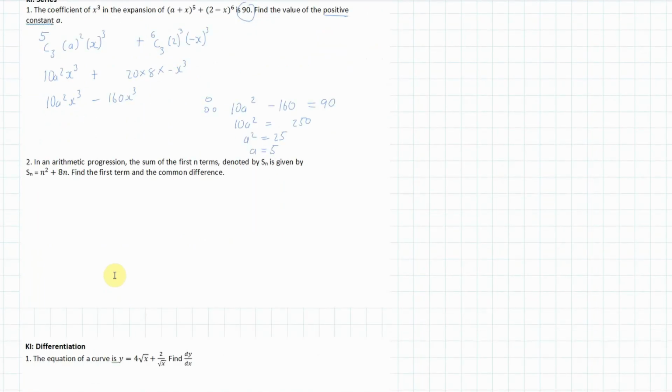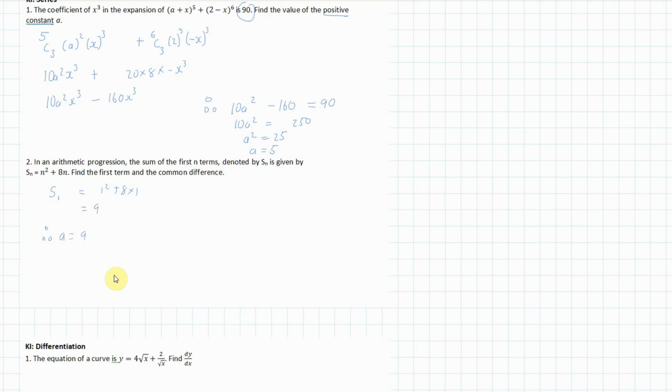Now in the arithmetic progression, the sum of the first n terms denoted by Sn is given by this. Find the first term and the common difference. Okay, well if you go sum of the first term, that'll give you the first term, won't it? Because you've only got one term to add. So it'll be 1 squared plus 8 times 1, which is equal to 9. So therefore your first term is 9.